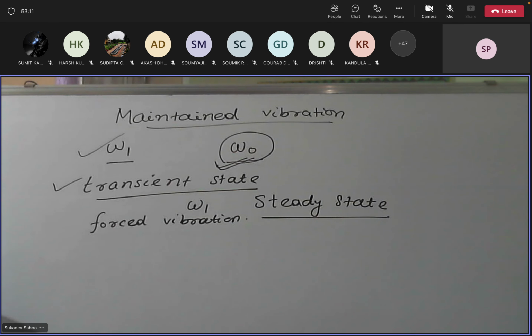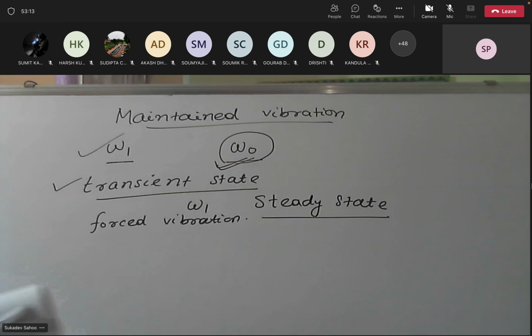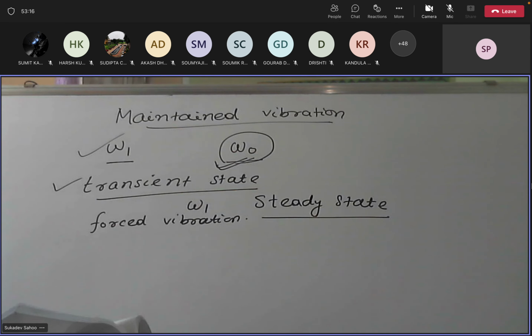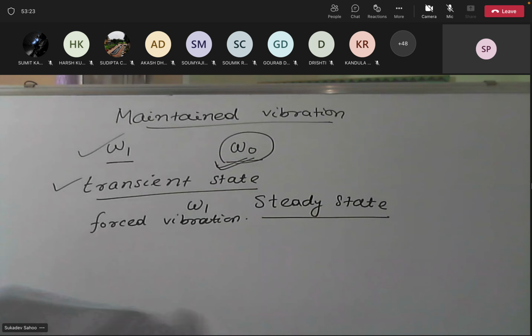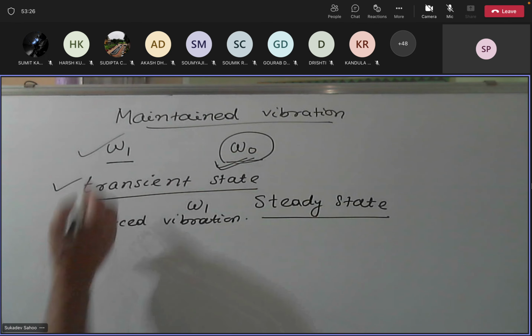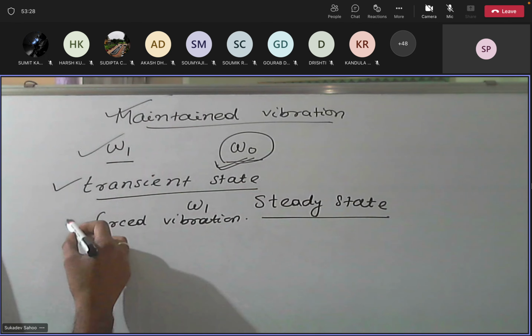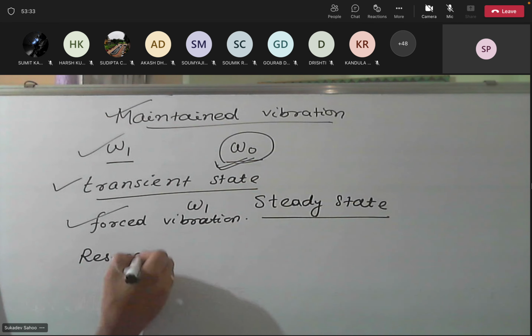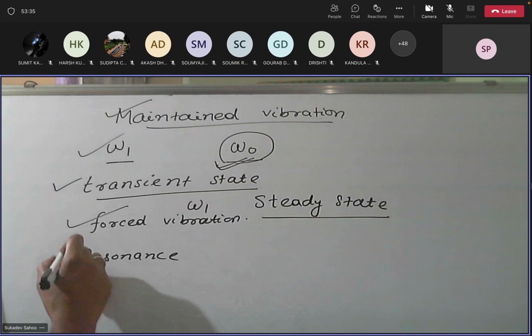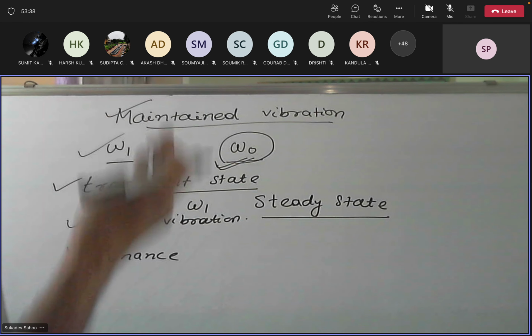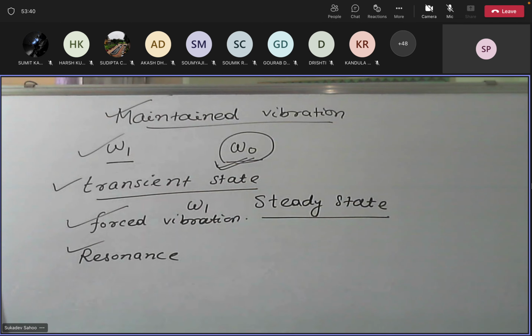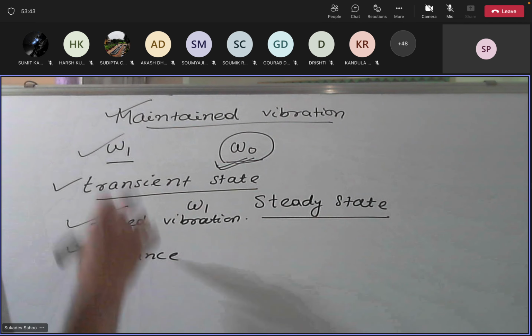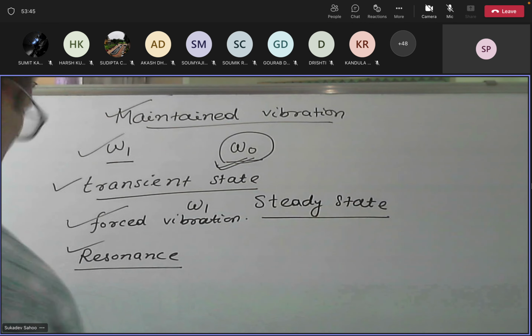Some examples of a forced vibration are the vibration of air columns in cones tubes, vibration of a sounding boards of a sonometer or musical instruments, etc. Now we will consider another. So this is the maintained vibration, then forced vibration, another is your resonance. Before these three we have already discussed two: free undamped vibration, free damped vibration, then maintained vibration, forced vibration, last one is your resonance.